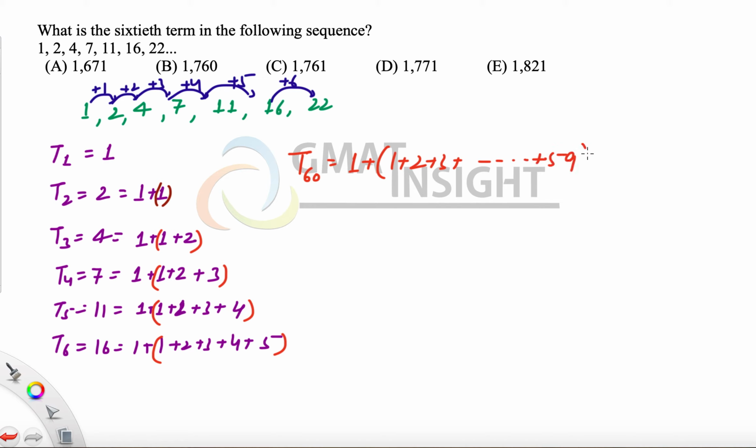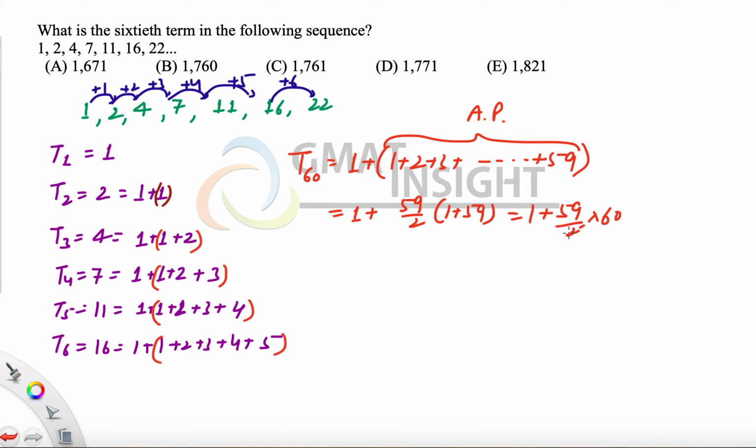And now you must have understood why I discussed all those basic concepts in the beginning of this video. Now we can simplify this question, because this again is an arithmetic progression, and the sum of consecutive numbers we already know: that is 59 over 2 times (1 plus 59), which becomes 1 plus 59 by 2 times 60. Now we quickly simplify this to get 1 plus 59 times 30, that is 1770, and the answer becomes 1771.